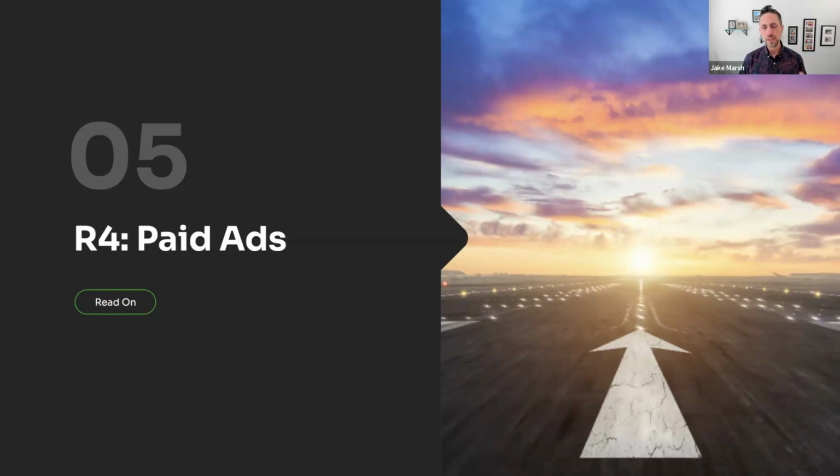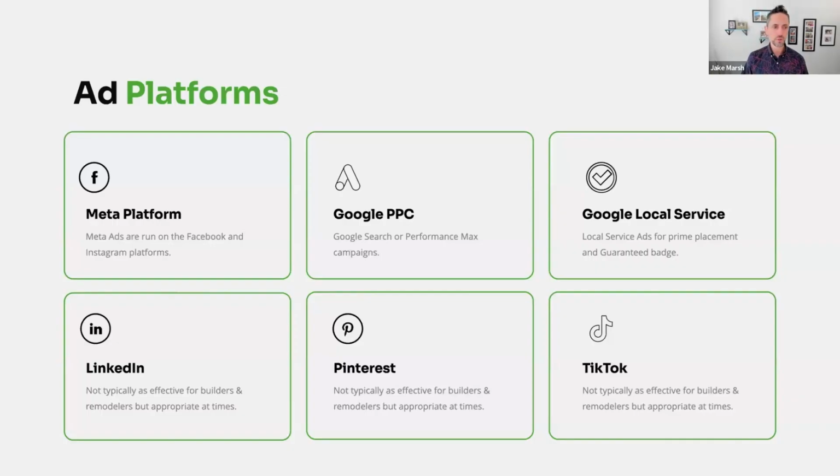In the meantime, we recommend paid ads. That's one of our core strategies to get started. That is a quick return, quick results, and it's very easy to measure. So we'll go into that. The typical platforms that we see out there are, you're familiar with Facebook, which is Meta, which is Instagram and Facebook, Google pay-per-click, Google local service, LinkedIn, Pinterest, TikTok. I mean, there are more, but these are typically the ones that we see.